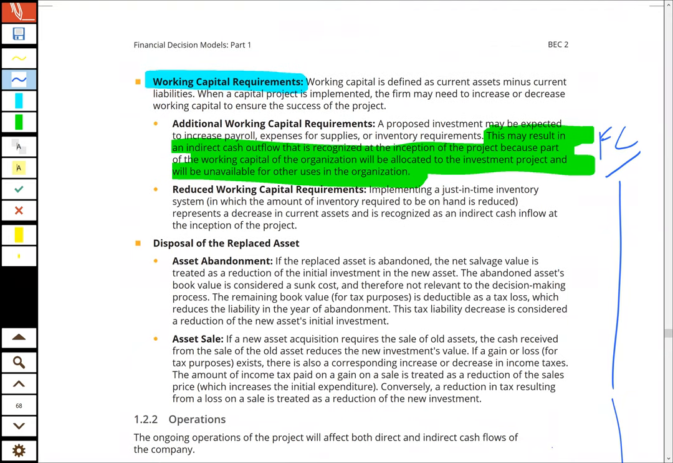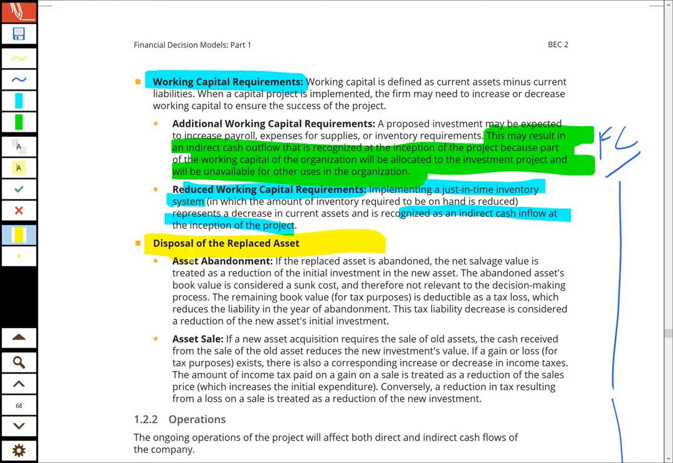Now, also, there may be reduced working capital requirements. For example, maybe we're going to have to invest in a just-in-time inventory system, but doing that is going to result in a cash inflow at the inception of the project, because we're going to be ordering our inventory on a more timely basis and we won't have any working capital tied up in carrying larger amounts of inventory. So you would need to consider that. Okay, disposal and replacement costs.